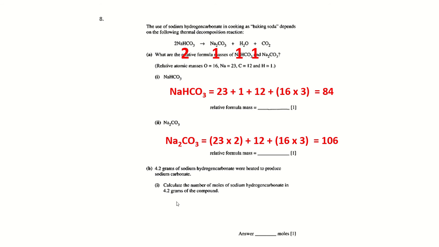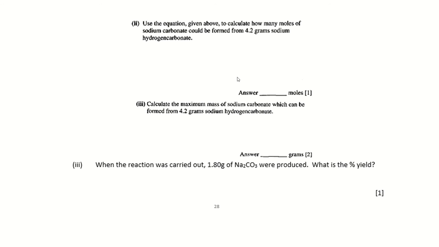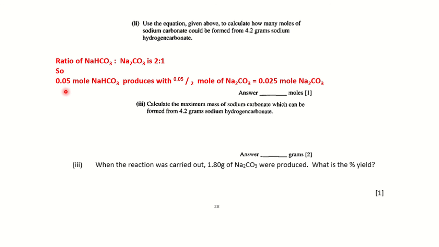The number of moles in 4.2 grams of the compound, well, again, we use n equals m over RFM. 4.2 over, and it's the sodium hydrogen carbonate, so it's this one, 84. So 4.2 over 84, 0.05 mole. And then how many moles would we get? Well, again, look at our ratio. It's 2 to 1. For every 2 of those, we make one of those. So we'd worked out 0.05 mole of NaHCO3. So divide that by 2, and that'll give us 0.025 mole, because for every 2 of those, you only make one of these. So 0.05 mole produces half that amount, 0.025.